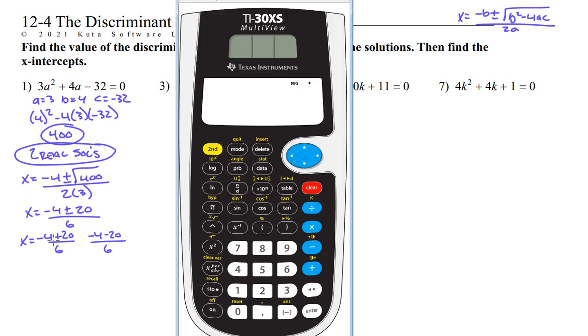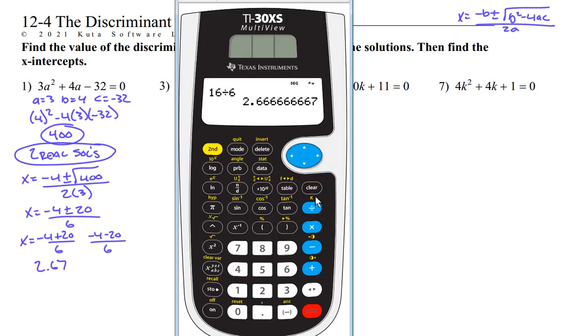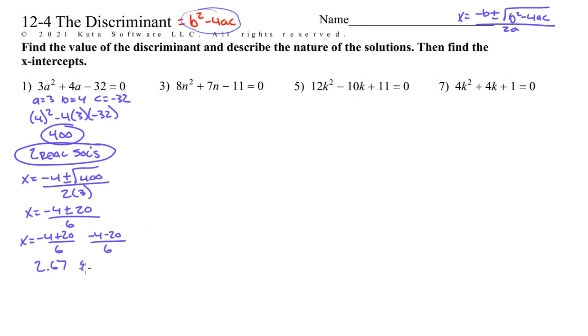Negative 4 plus 20 is 16, divided by 6 gives us 2.67. And then negative 4 minus 20 is negative 24, divided by 6 is going to be negative 4, isn't it? Yep, negative 4. So these are the X intercepts: 2.67 and negative 4.